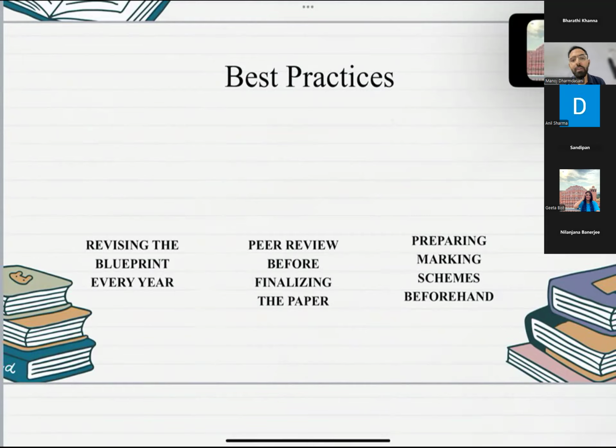And the last thing, which I used to do in the accountancy subject, is preparing marking schemes beforehand. This is very crucial for those teachers who are teaching business studies as well as accountancy. Because whenever you are giving a question in accountancy, sometimes we used to do this in business studies also, read the question and try to solve the question by yourself only.